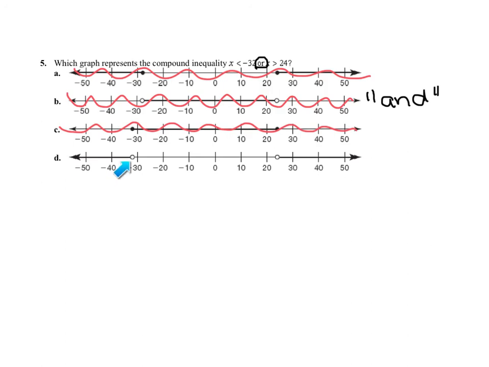So I'm at -32, open circle, and I'm shaded to the left, which is exactly what I need here. So I have an open circle on 24, which is what I need, and I'm shaded to the right. So my answer should be letter D.